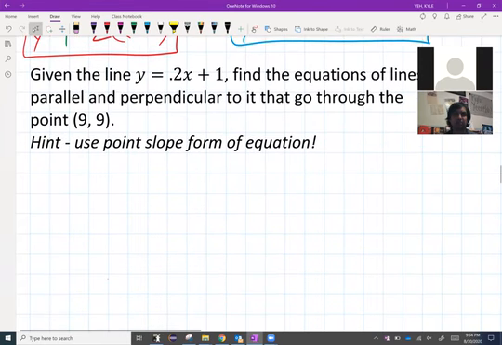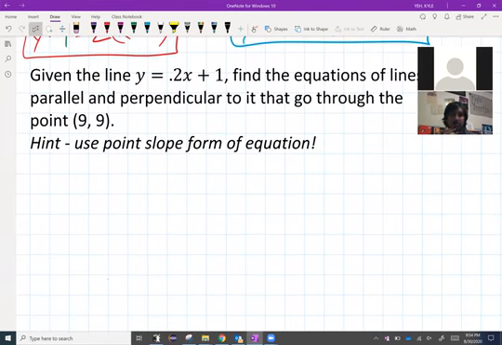Exact same type of problem, but given the line y equals 0.2x plus 1, find the equations of lines parallel and perpendicular that go through the point (9, 9). I'm pausing the video, getting my work down on the screen. You're pausing the video, working this out in your notes as an example. And then when you are ready, go ahead, unpause, and we'll compare your results to mine.